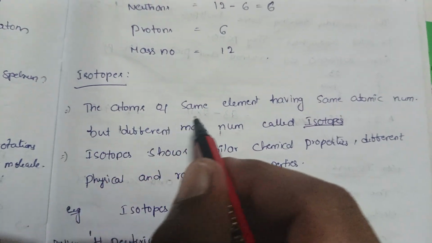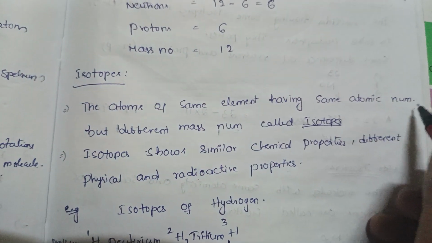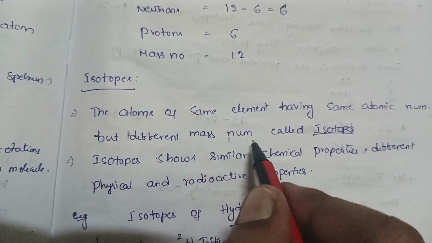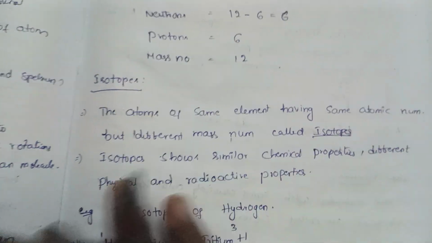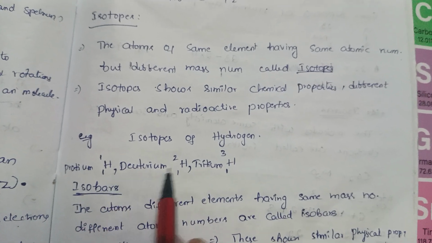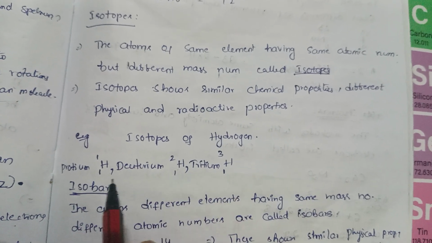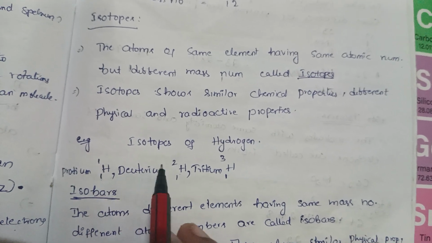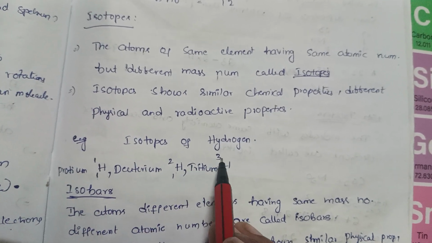Isotopes. The atoms of the same element having the same atomic number but different mass number are called isotopes. If we take hydrogen, atoms of the same element, same atomic number and different mass number are called isotopes.